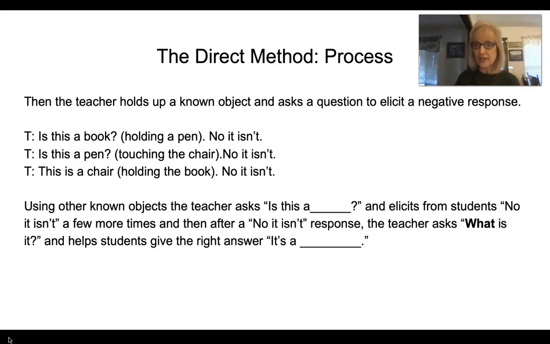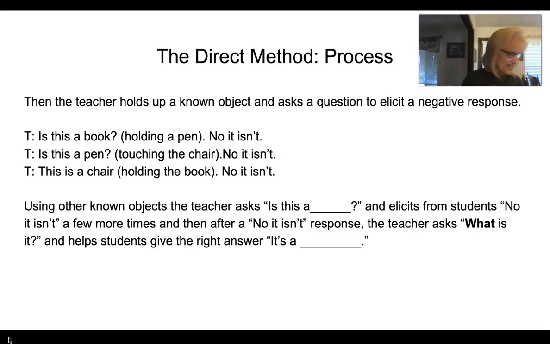When you're ready to introduce a new item to the classroom, you would elicit up to about 3 negative responses. So hold up the new item that you haven't taught yet. Is this a chair? No, it isn't. Is this a book? No, it isn't. Is this a pen? No, it isn't. What is it? It's a marker. What is it? It's a pumpkin.